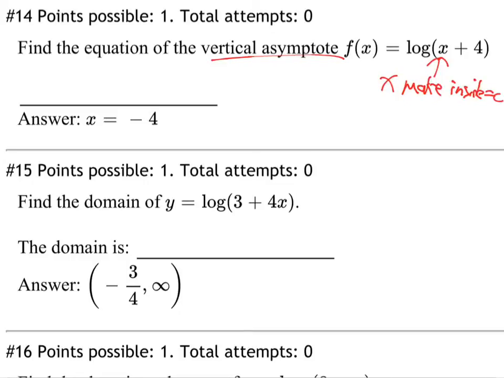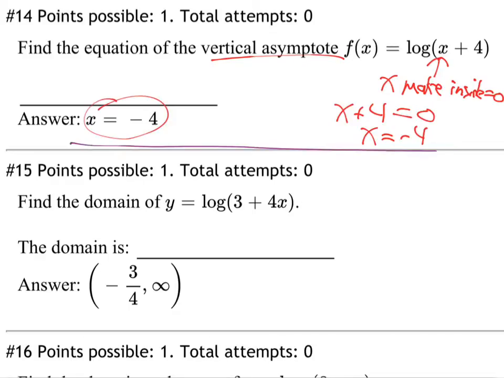the inside equals 0. So take x plus 4 and say what x will do that? Well, x is negative 4. There's the answer. Now this next one's going to be a little trickier. We take the inside, and now the domain, they want the domain.